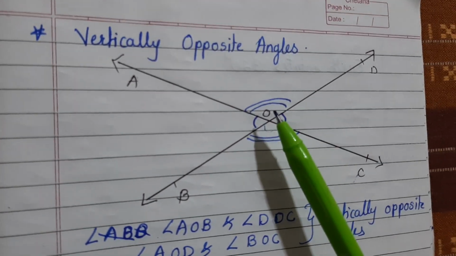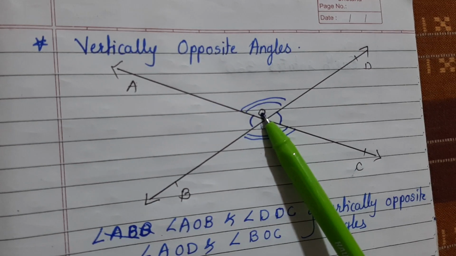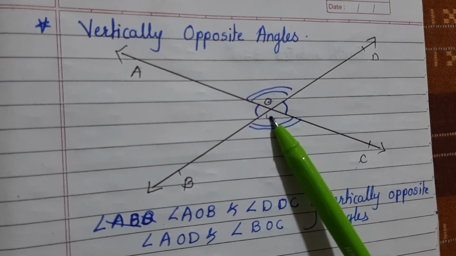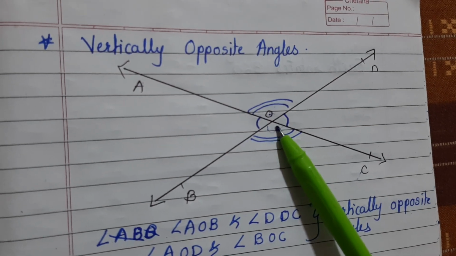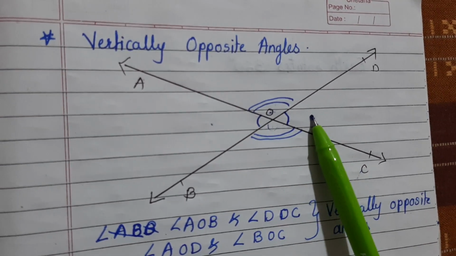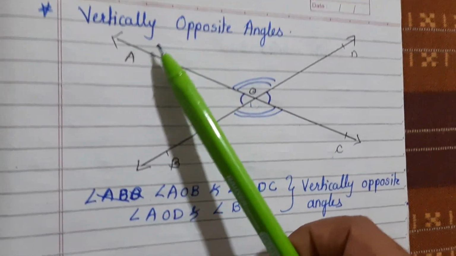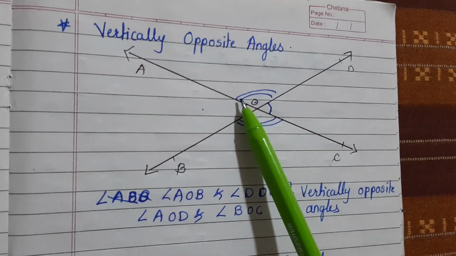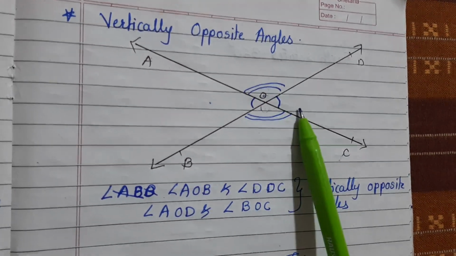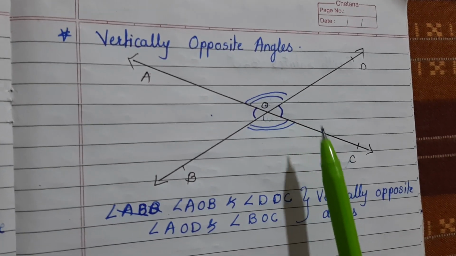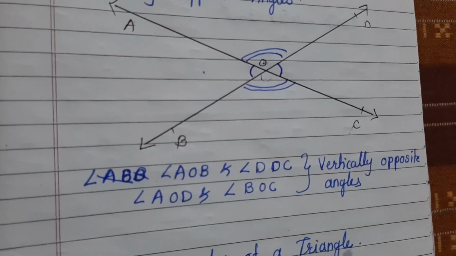What is special about them? Here, this angle and this angle will have the same, equal measurement. And here also, they have this equal measurement. Right? At the same time, AOD and DOC form a linear pair. Right? So remember, vertically opposite angles have the same measurement.